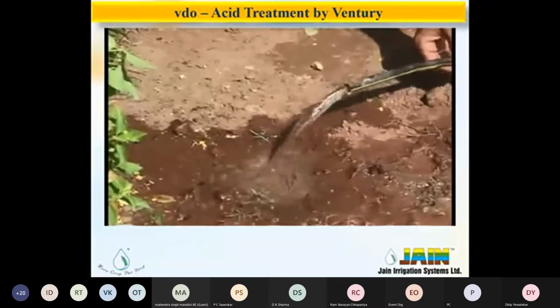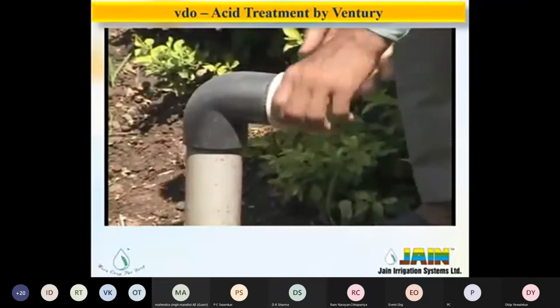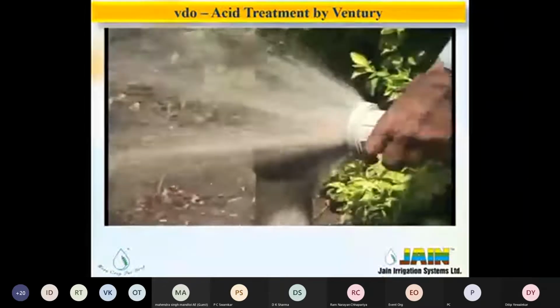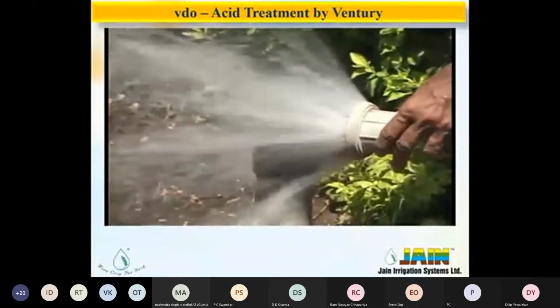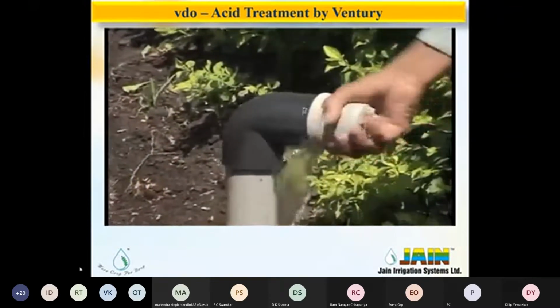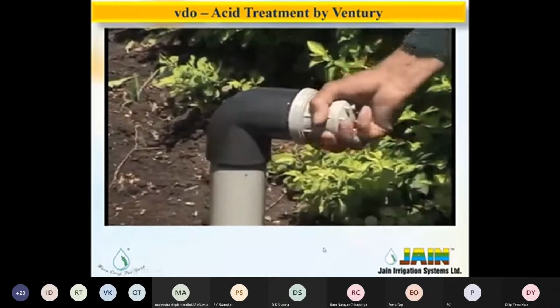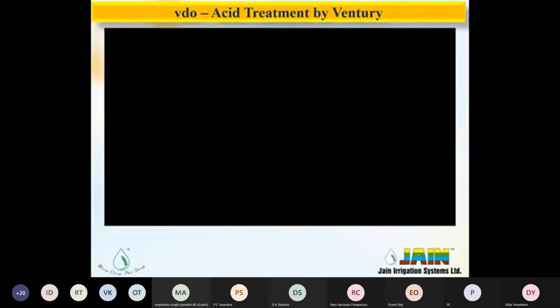After 24 hours, flush out the drip lines, drip ends, and submains so that all the acidic water gets out of the system. Then, once the acid treatment is over, perform your irrigation.